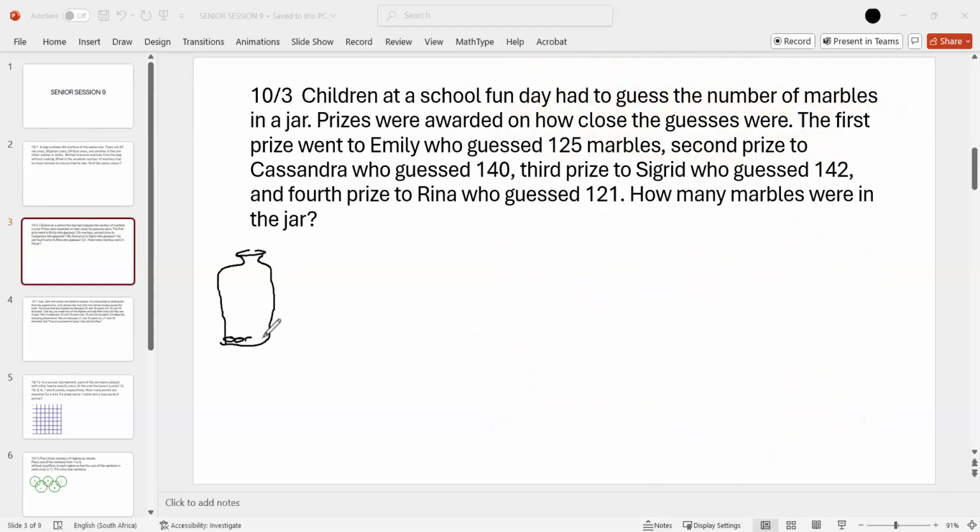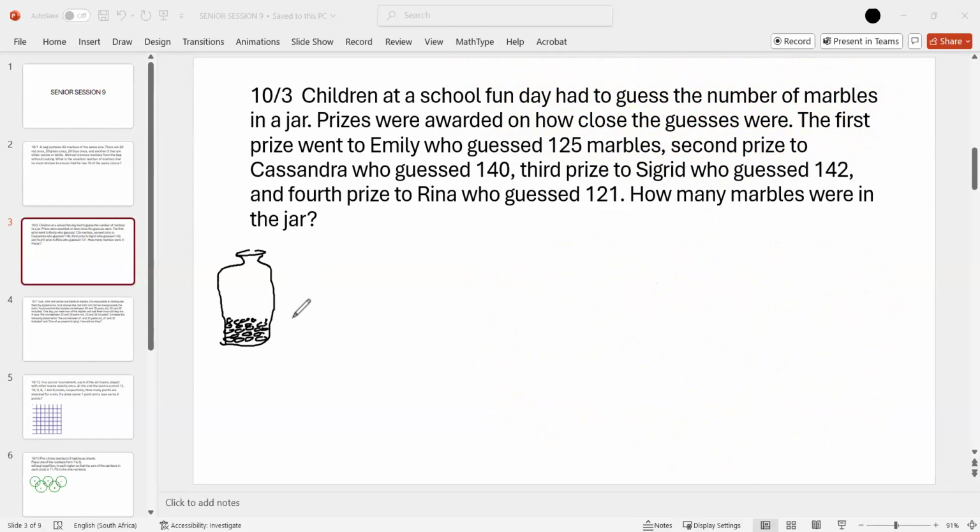So you've got a lot of all these marbles. It's a nice little competition. I remember when I was in school, they used to have these kinds of competitions. How many marbles are there?